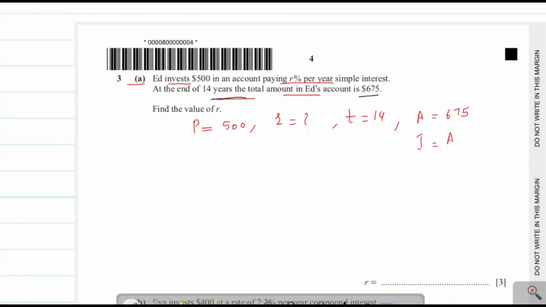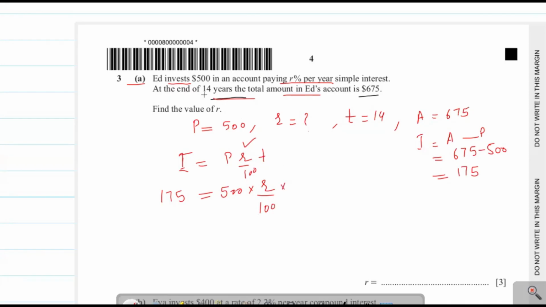Here the simple interest will be equal to the amount after 14 years minus the principal amount. This is 675 minus 500, which will be equal to 175. And the interest formula here is I = PRT over 100. To calculate the value of R, we will substitute the values in this formula. Here I is 175, P is 500, and R we write as it is, divided by 100. Time here is 14 years, and we can simplify this.